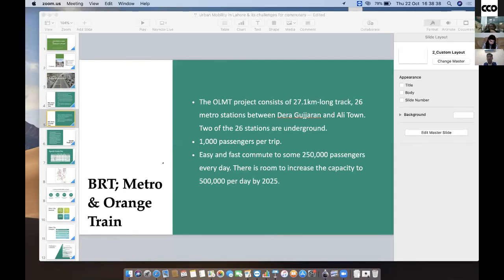The Orange Line, which is going to be initiated soon, comprises a 27.1 kilometer long track with 26 stations from Dera Gujjran to Ali Town. Each car of the Orange Line will carry roughly 1,000 passengers per trip, and initially it is going to cover 250,000 passenger demand. With the passage of time, it will be 500,000 passengers per day in 2025.